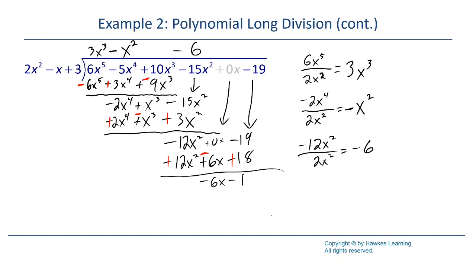And so what we have is 2x squared minus x plus 3 when divided into all of this gives you 3x cubed minus x squared minus 6 with a remainder of negative 6x minus 1. What that means is this polynomial is not a factor of this polynomial because it did not divide in evenly. Our remainder was non-zero. So if this is what we were going after, was trying to find the root, this would be considered a failure. Because, well, that's definitely not 0.